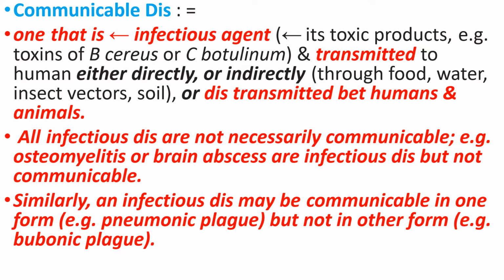Important: all infectious diseases are not necessarily communicable, e.g. osteomyelitis or brain abscess are infectious diseases but not communicable. Similarly, an infectious disease may be communicable in one form, for example pneumonic plague, but not in another form, such as bubonic plague.